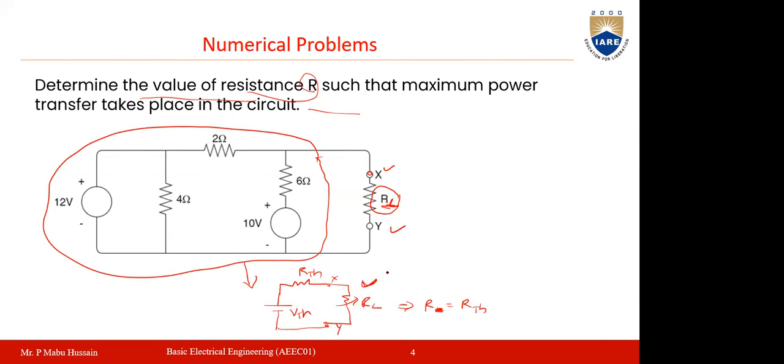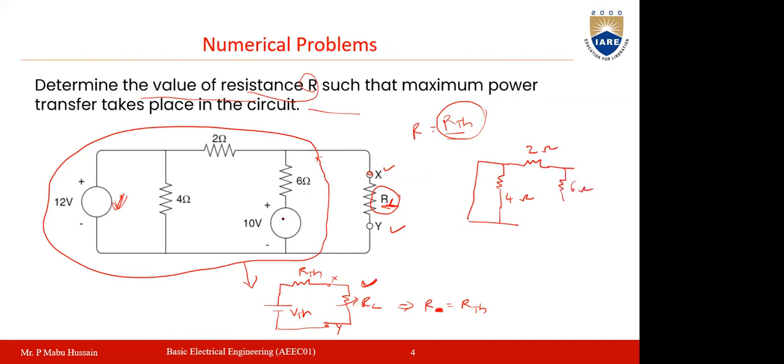So you need to determine the R Thevenin, and that R Thevenin will be equal to R. In such a case, maximum power will be delivered. How can you determine the R Thevenin? Already you know, while determining the R Thevenin, you need to short circuit the voltage sources and open circuit the current sources. Here you have one voltage source, so that voltage source will be short circuited. Then here you have one resistance, which is 4 ohms, then you have a 2 ohm resistance here, and then here you have a 6 ohm resistance.